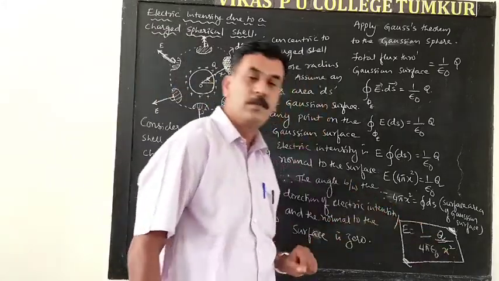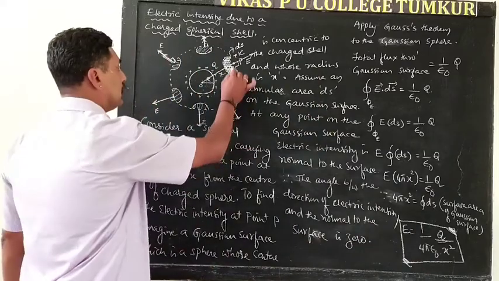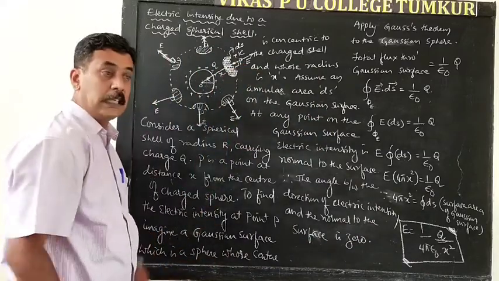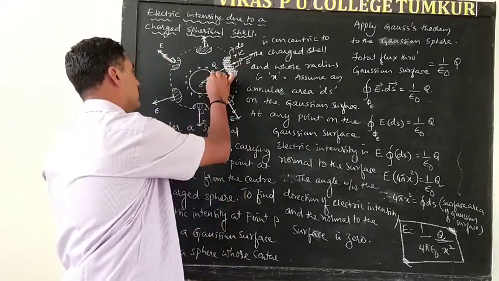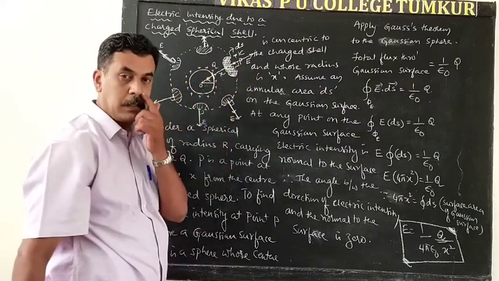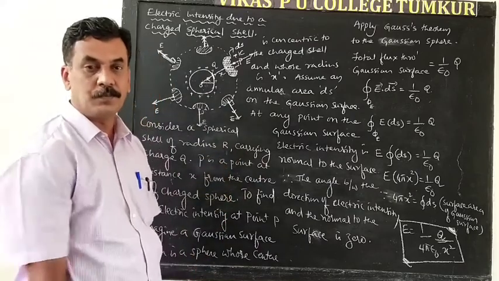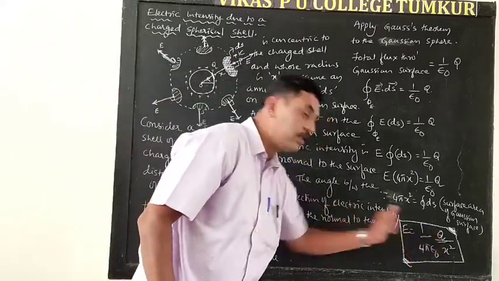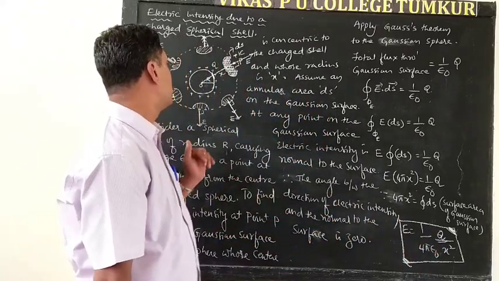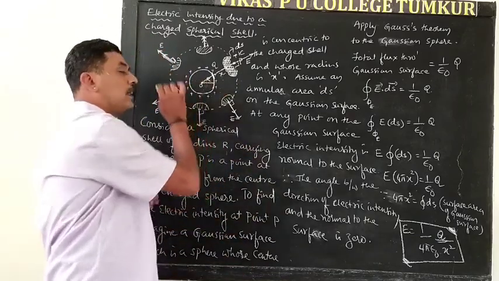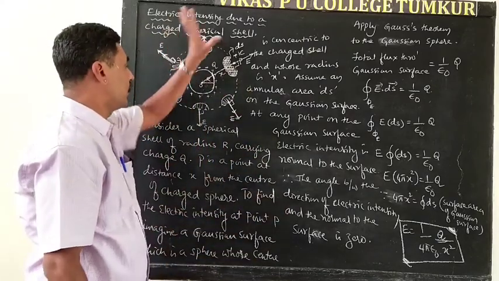What is x? x is the distance of the given point, not from the surface of the sphere, but from the center of the charged sphere. So remember, x is not from the surface, x is from the center of the charged spherical shell.